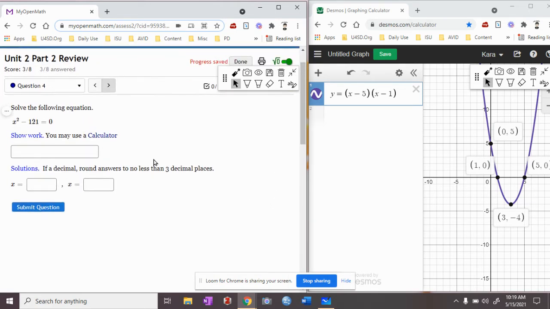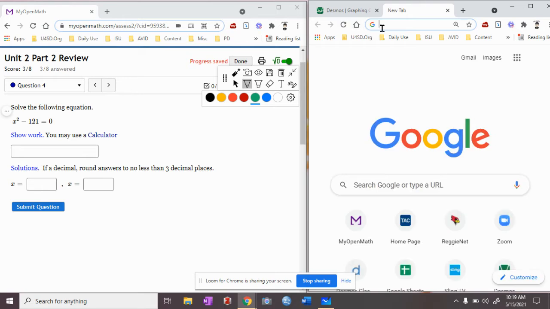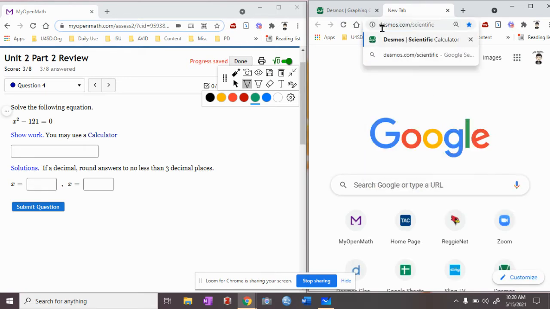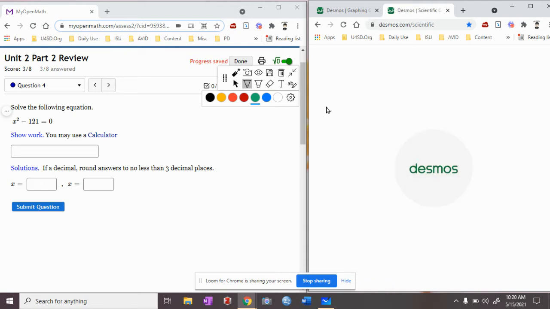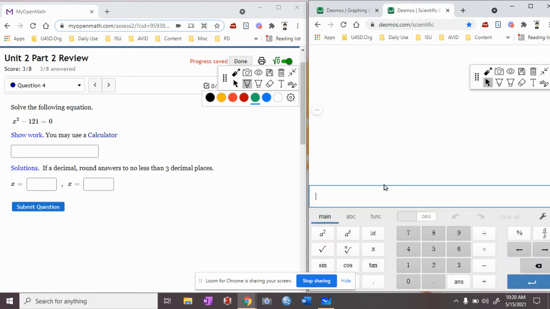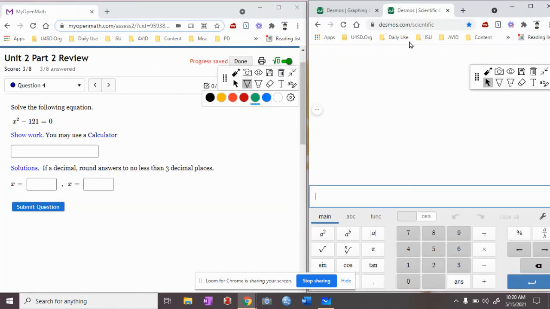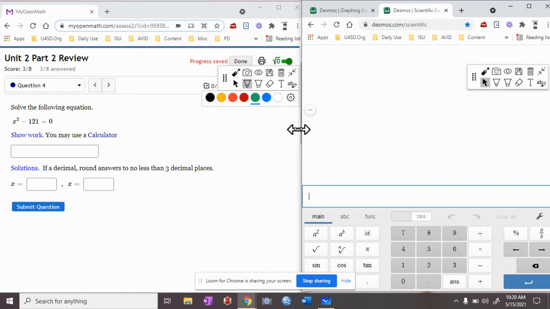Question 4, solve the following question. So now we're getting into solving for x using our x and y intercepts. This is where it would be helpful to have your scientific calculator, that first one I have. Okay, so this tool here. Make this a little bit bigger.